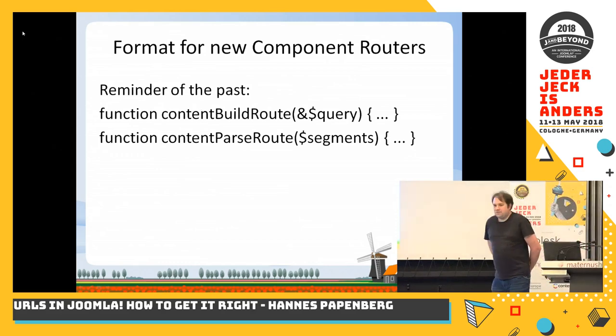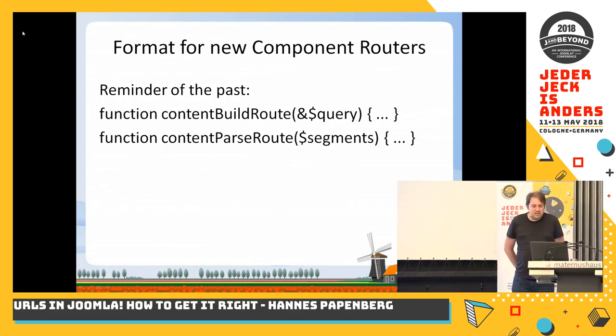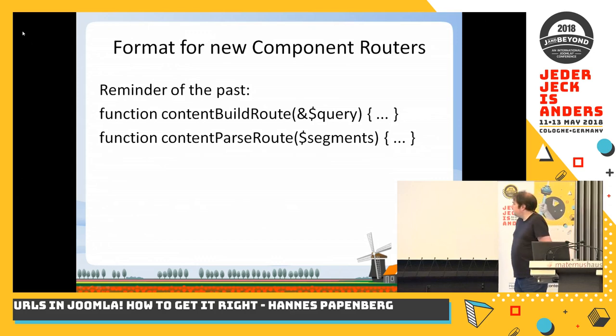First of all, we have a slightly newer component routing system since Joomla 3.3, and a lot of people are using it since Joomla 3.8. As a slight reminder of the past, we had routers that basically consisted of two functions, component name build route and component name parse route. Those took some input and returned something, and it was kind of spaghetti code.